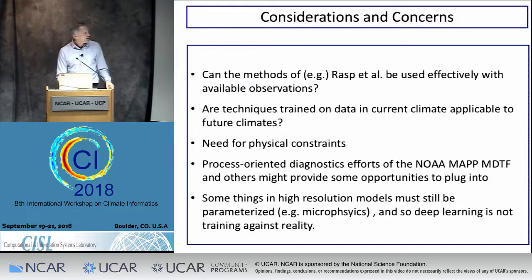I guess there's also a question that that study brought up: are the techniques trained on data in the current climate applicable to future climates that warm up by 4 or 5 degrees or so? What sorts of physical constraints need to be applied? I think that's an interesting issue to me. Another thing regarding training on a model is that even though you run your model at high resolution, turn off things like hydrostatic balance, and allow convection to be simulated explicitly, there are still things in the model that have to be parameterized, like microphysics. So even though your climate model at high resolution produces a better simulation, you're not necessarily training against reality because there are still things that are parameterized. That's an issue I think needs to be kept in mind when applying some of these techniques.